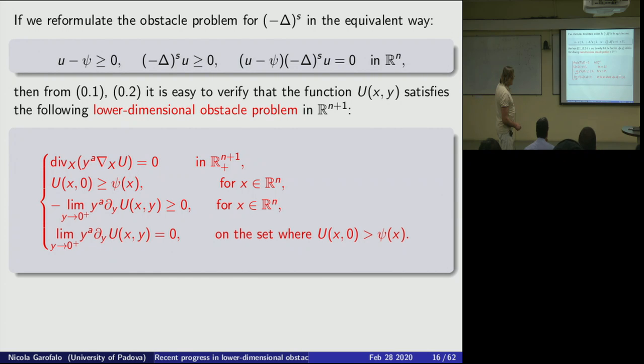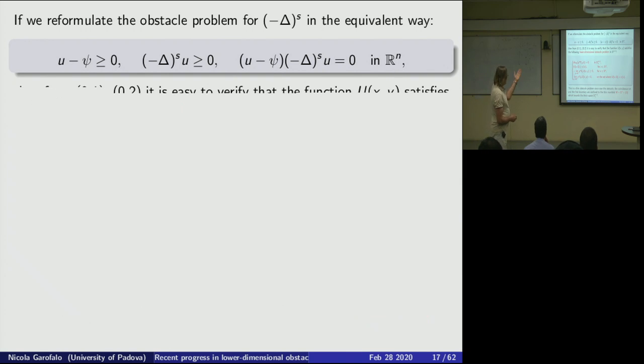And you see that when u is above the obstacle, then you get just 0 for the limit. But when u is on the coincidence set, now the obstacle, psi, lives in the thin set, so on the boundary of the domain. That's why I call it a lower dimensional obstacle problem, okay? Because now the obstacle is no longer on the whole set, but it's on a codimension one manifold of this set.